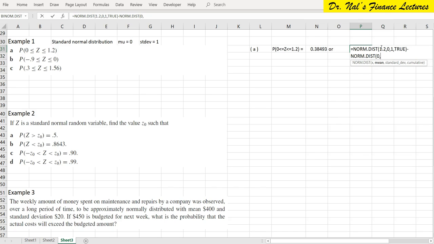The mean is, sorry, 0, I meant to say. The standard deviation is 1, and then again, this one is a true. All right, so that's the same answer.